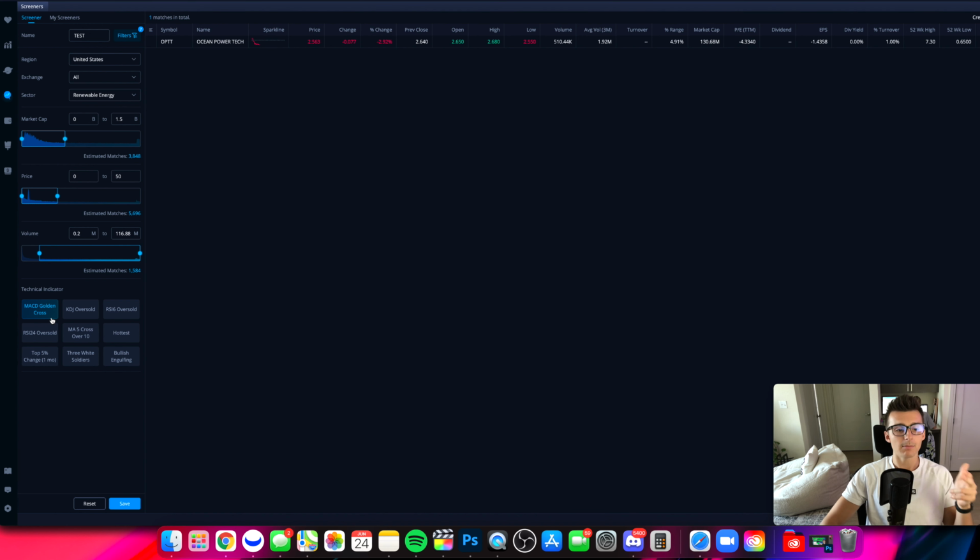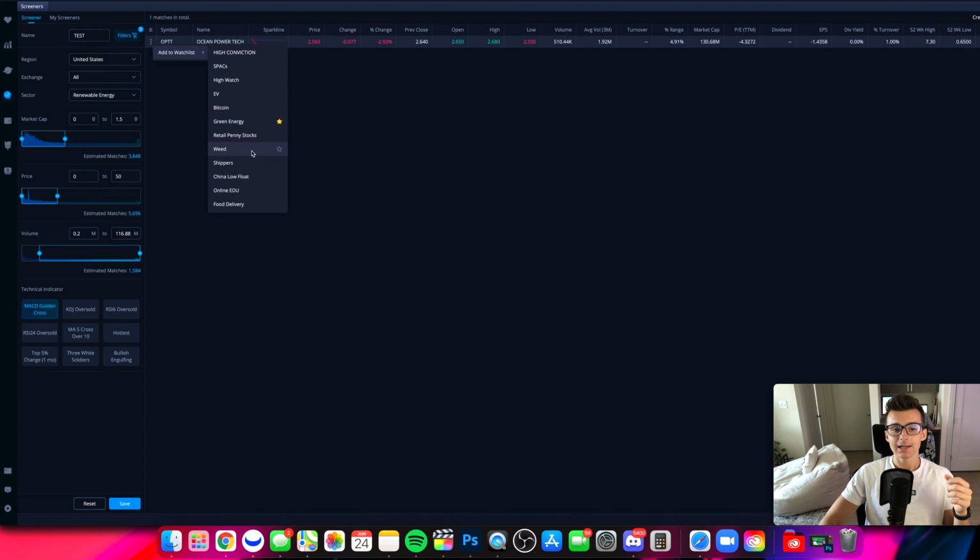So if I click on that, the MACD Golden Cross, we get one stock, OPTT. This is a stock I've traded in the past, and I'm not in it right now, but I definitely want to take a look at it. Now I can add OPTT to a watch list just like that, in green energy. It's already on my green energy watch list as we speak because I've traded it before, but we can add it into a watch list just like that, or we can click into the stock, get a bunch of information right across the top, and then I can dive into this stock on my platform and look a little bit deeper. So here we go.